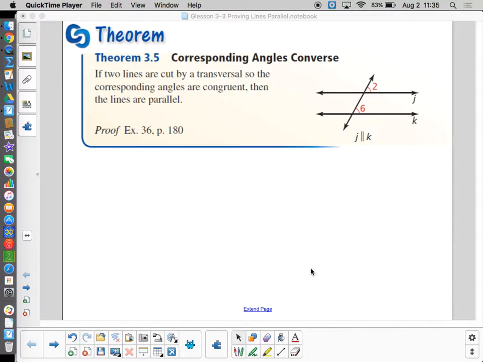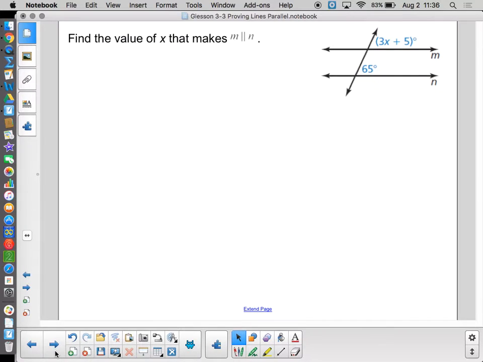It's just that the question is phrased differently, and the process is going to be essentially the same. So we start with our corresponding angles converse. It says that if two lines are crossed by a transversal and the corresponding angles are congruent, then the lines must be parallel. So in this case, if angle 2 and angle 6 are congruent angles, then J must be parallel to K. Okay, makes sense. It's not a difficult idea.